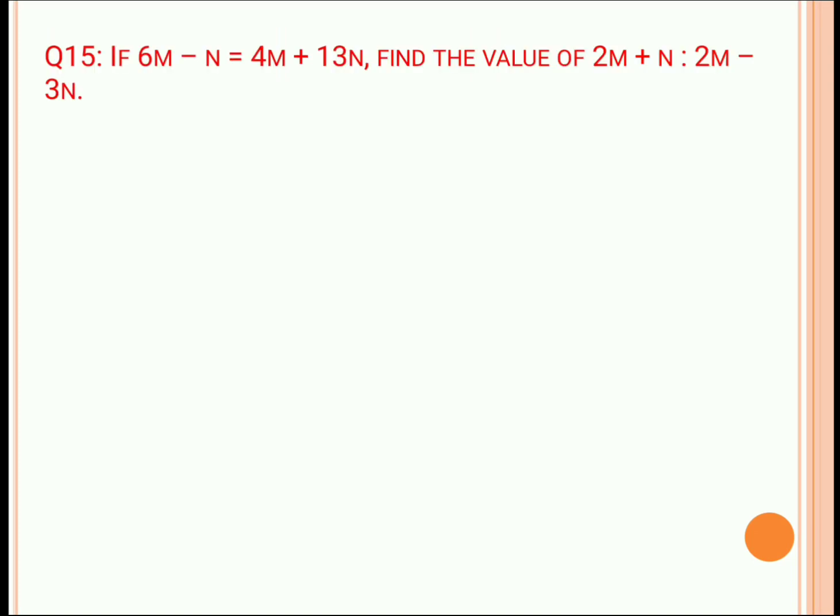Now let's move to the next problem, question number 15. If 6m minus n is equal to 4m plus 13n, find the value of 2m plus n is to 2m minus 3n. So from this given data, 6m minus n is equal to 4m plus 13n.